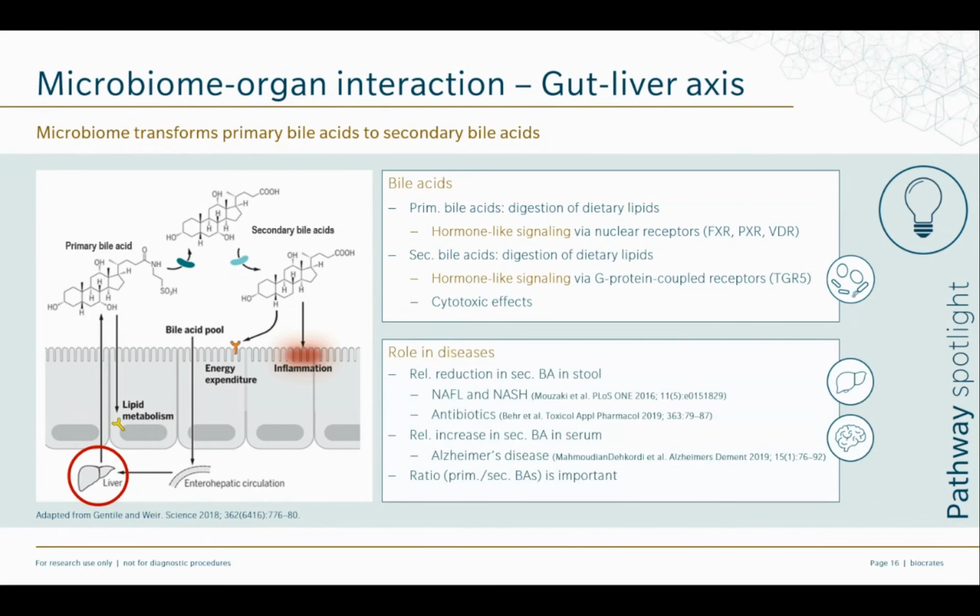If less cytotoxic secondary bile acids are secreted via stool, they might accumulate in the body where they can cause harm. In accordance with this, elevated levels of secondary bile acids compared to primary bile acids were also found in serum from Alzheimer patients, which perfectly fits the cytotoxic effects secondary bile acids may exert upon accumulation. As you see, the ratio of primary to secondary bile acids is important, and also the matrix in which the bile acid levels are quantified makes a difference.